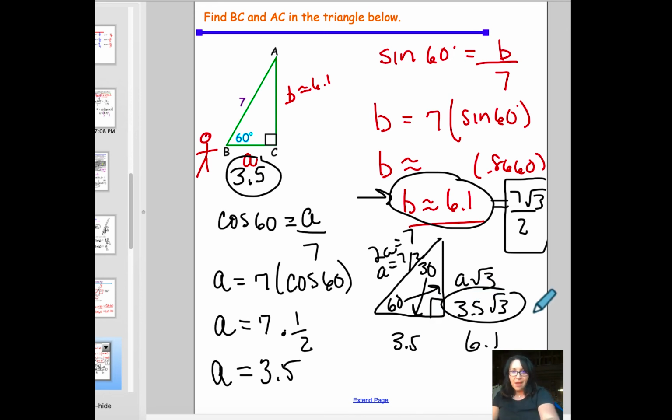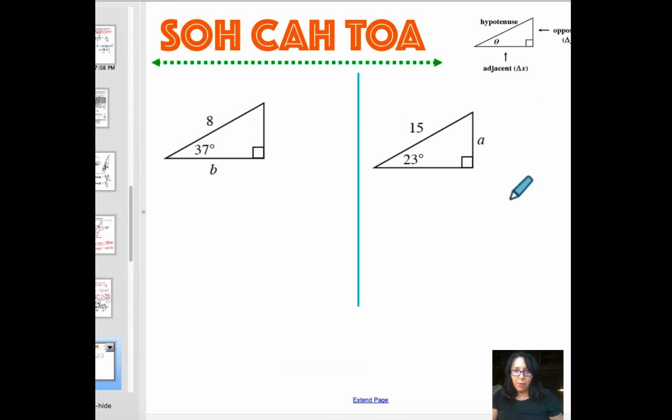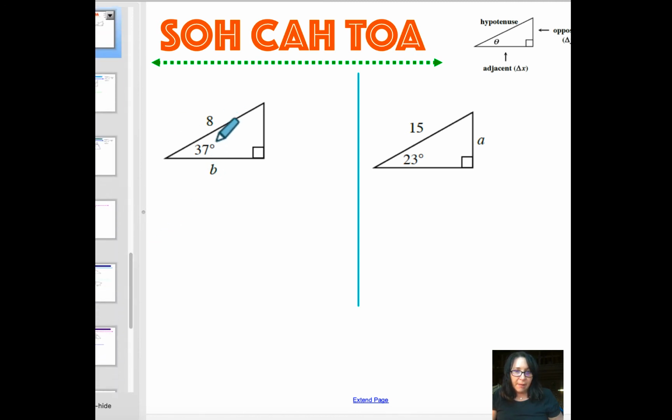Okay? All right. SOHCAHTOA, we want to solve the triangle. So for this we don't want to solve the whole thing, we just want to solve for B.